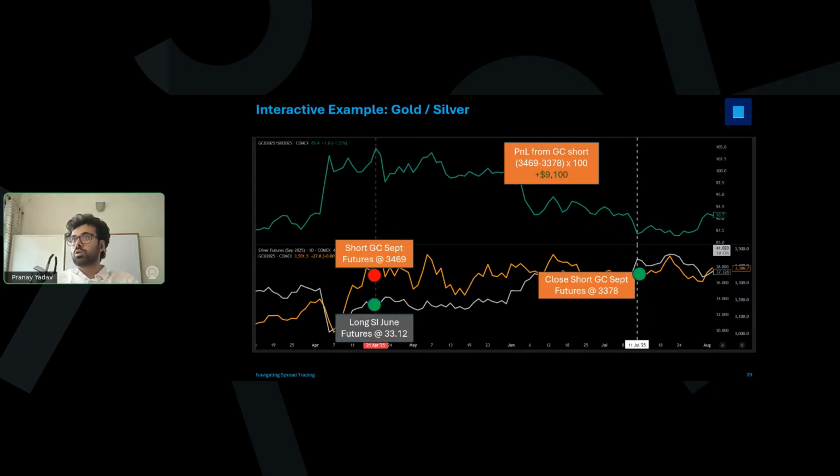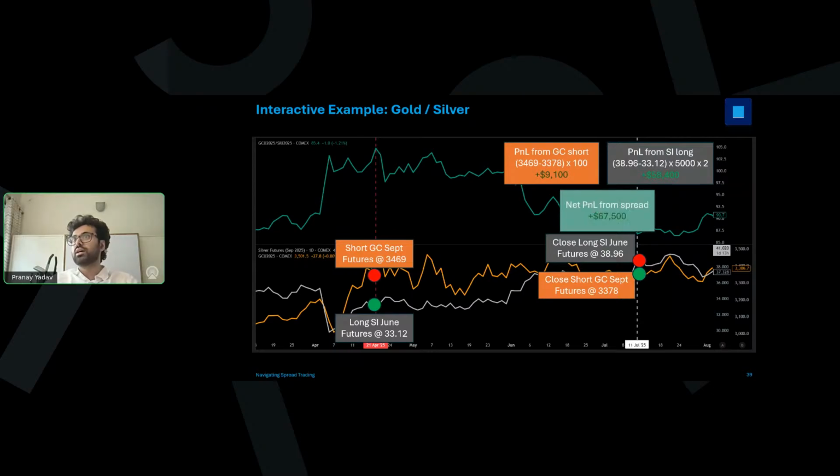You also had a long position. You exited that for a profit as well. Profit from that ended up being 29,200. We adjust for the notional, that gives us 58,400 because you would have needed two contracts of silver to balance out the gold contract. That means the net P&L from the spread was actually substantial, right?